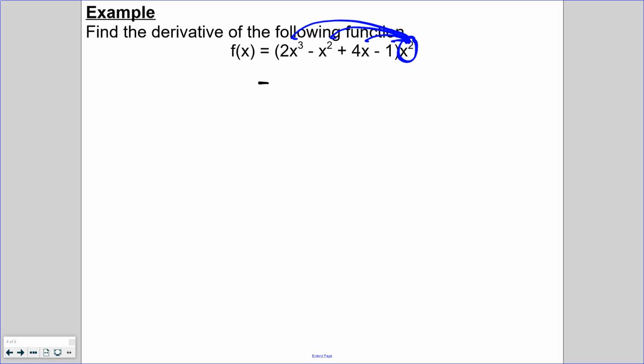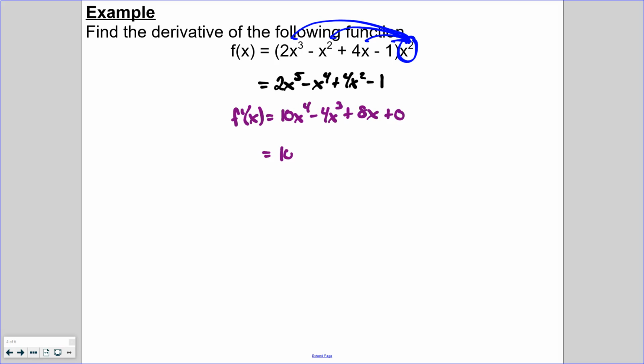So we can rewrite our function to be 2x to the fifth minus x to the fourth plus 4x squared minus 1. And again, all we did is we removed the multiplication, and now we have a polynomial with just addition and subtraction, which we can just take the derivative of each term individually. So let's go ahead and do that. That means f prime of x is going to be 10x to the fourth minus 4x cubed plus 8x plus 0. And we don't really need that plus 0 there, so our derivative is going to be 10x to the fourth minus 4x cubed plus 8x, boom, boom, boom, done.